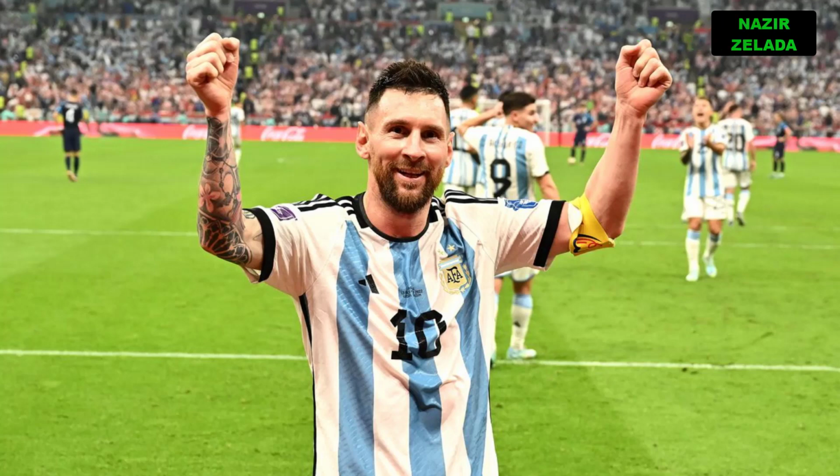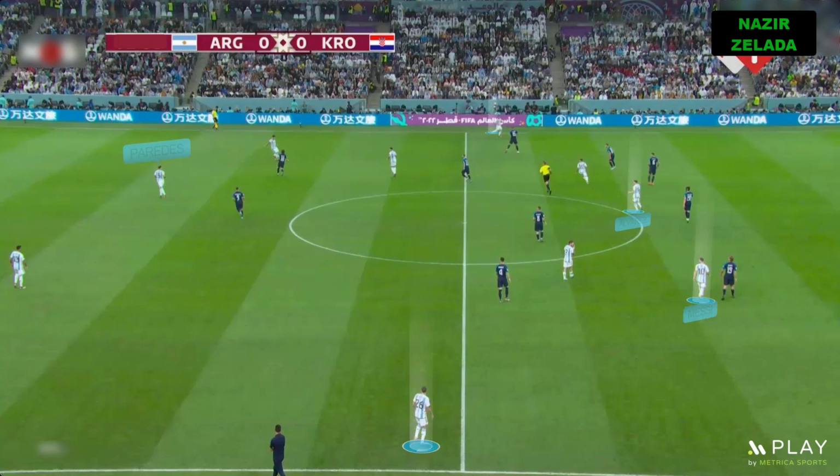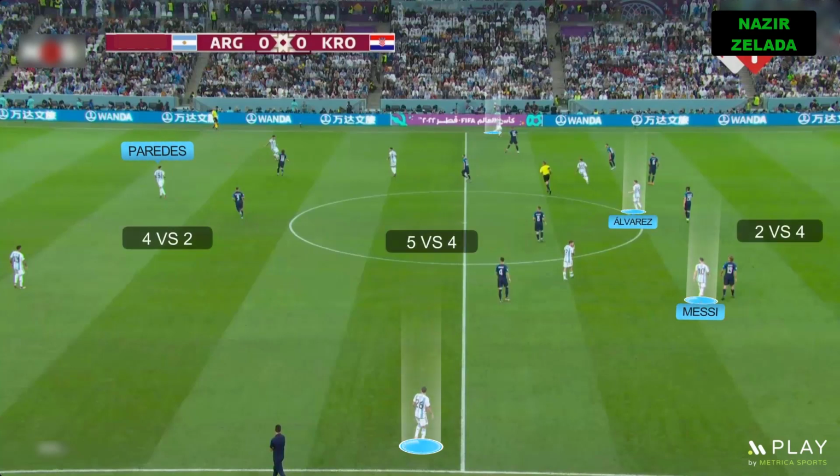In this video we are going to analyze how Argentina beat Croatia. When Argentina had the ball, Paredes usually dropped back between the center backs, and plus the goalkeeper they had numerical superiority over Kramaric and Modric. Meanwhile in the midfield the fullbacks gave numerical superiority and width.